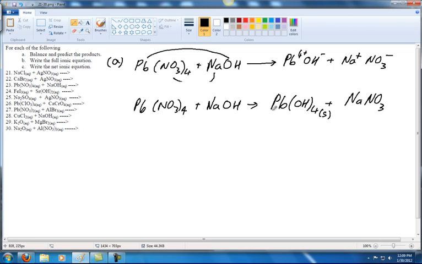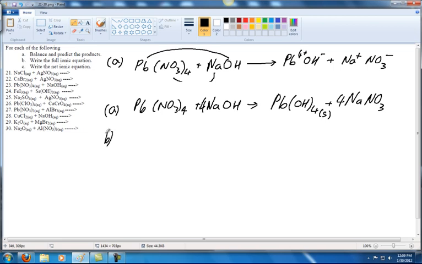Right, so now we're going to go ahead and balance this and make sure it's okay. So we've got one lead, we've got 4 NO3s, and we've got one over here. So I'll make that 4 NaNO3. That gives us 4 Nas, which means I need to put a 4 in front of here. And that gives us 4 OHs, which matches what we have here. Alright, so that's part A, and that's all balanced out.